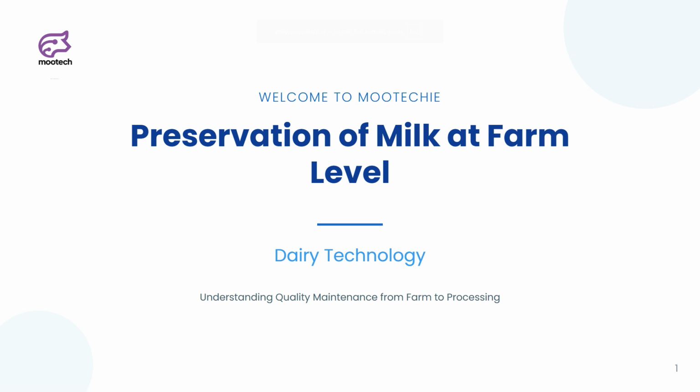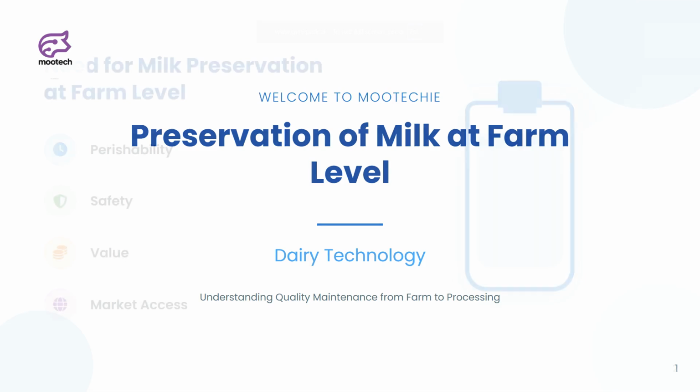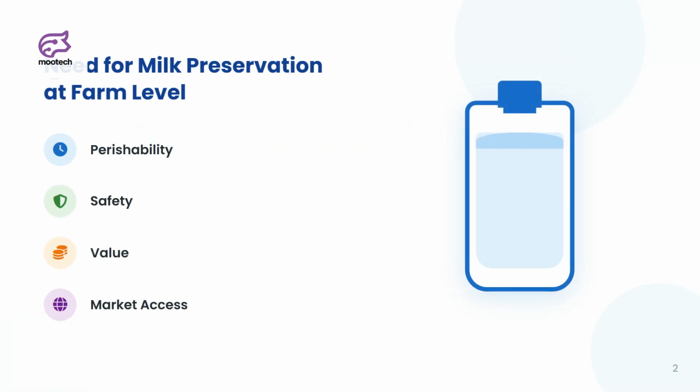Milk is a highly perishable biological fluid. Its quality begins to deteriorate immediately after milking. Therefore, understanding preservation techniques at the farm is critical for maintaining quality from farm to processing. In this session, we will analyze spoilage mechanisms, microbial growth, temperature control, and practical preservation strategies. Preservation of milk at farm level.